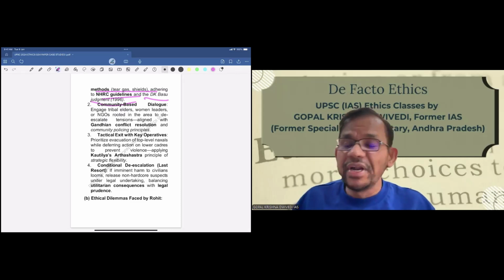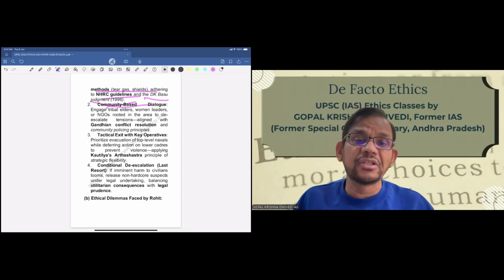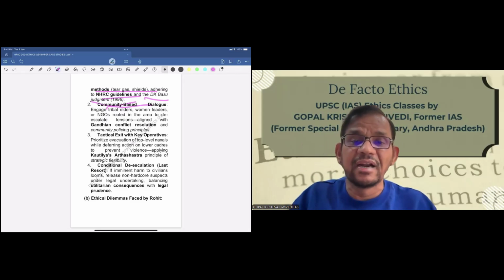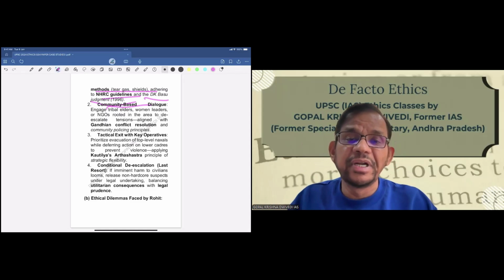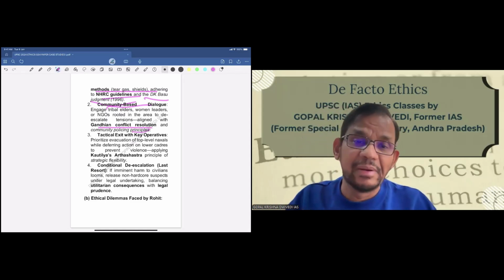Then second is community-based dialogue. So engage tribal leaders, women leaders, or NGOs rooted in the area to de-escalate tension, aligned with Gandhian conflict resolution and community policing principles. So this is the second thing, the second option available to him.